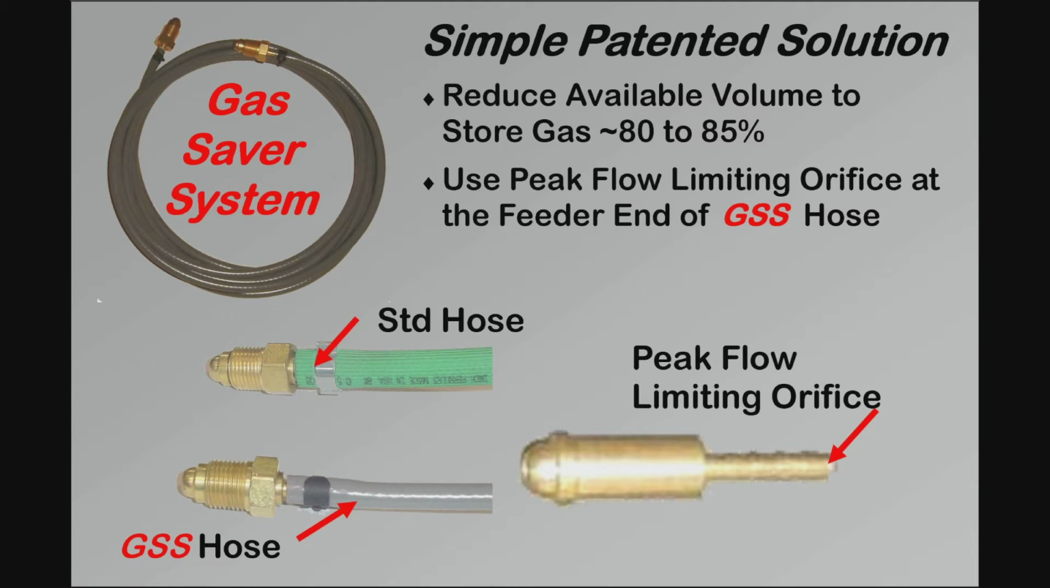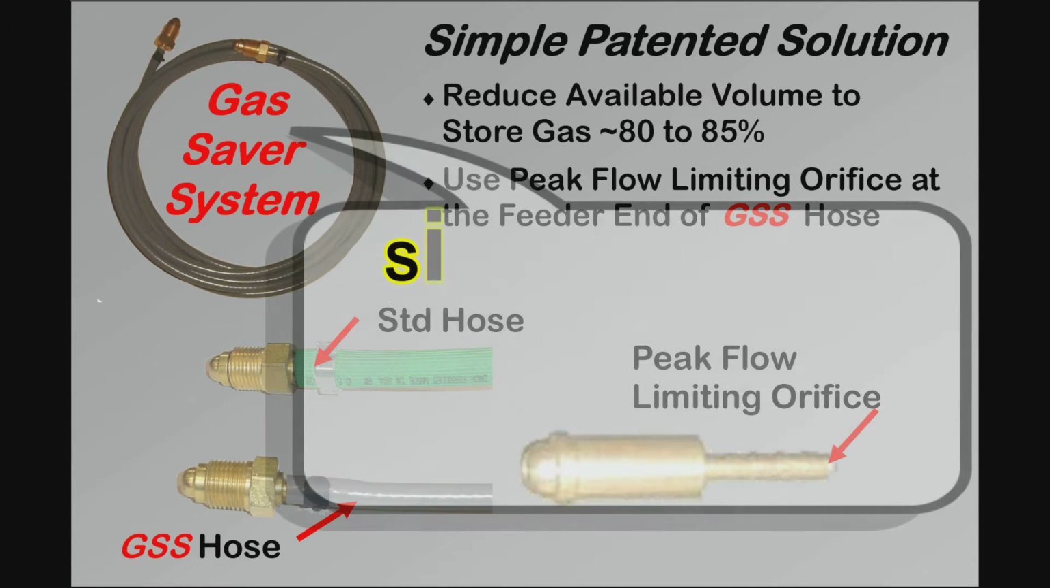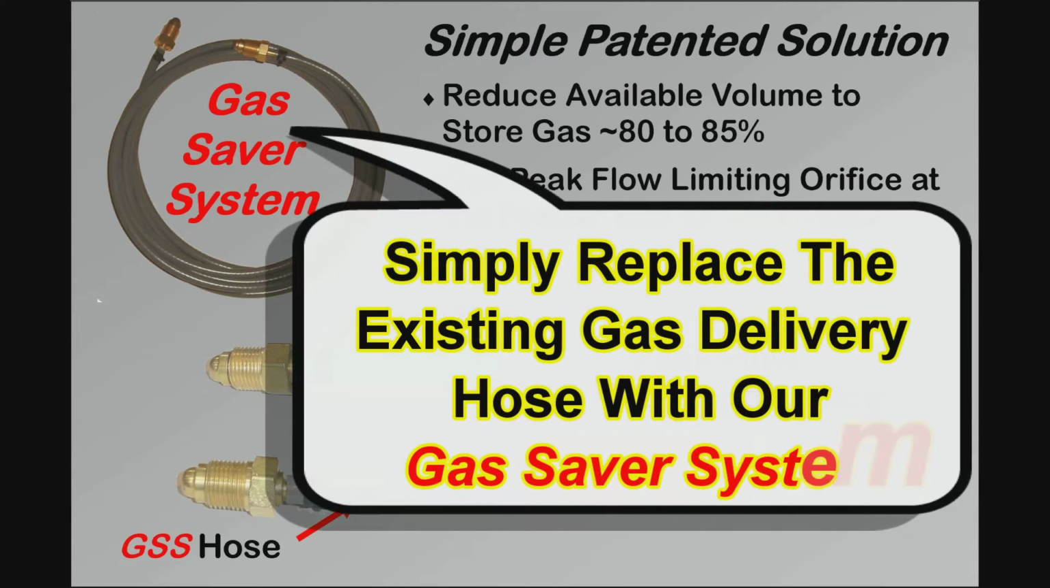It consists of a small ID custom extruded gas delivery hose that includes a peak flow limiting orifice in the brass fitting on the welder wire feeder end. It does not alter gas pressure, so flow will remain constant with the inevitable flow restrictions that occur while welding. It also quickly provides sufficient extra gas to purge the weld start area of air.